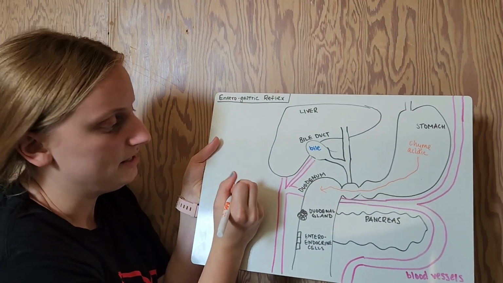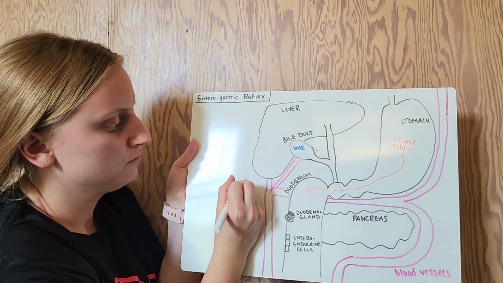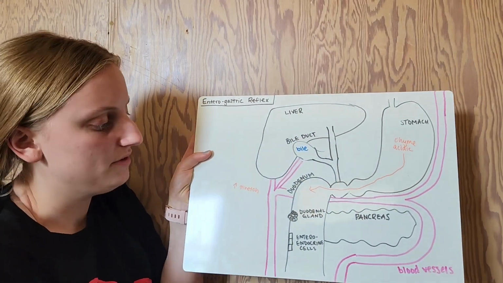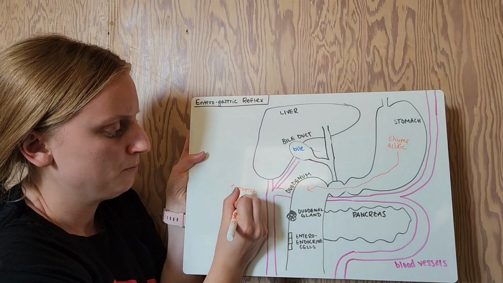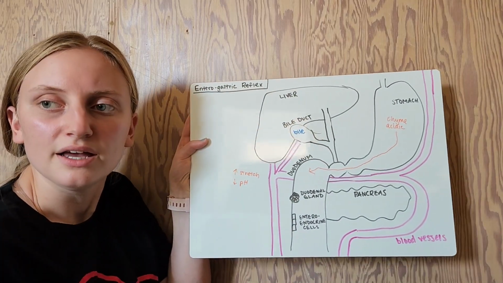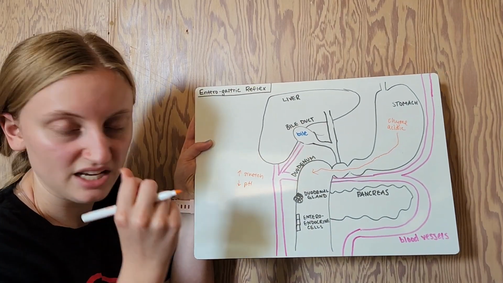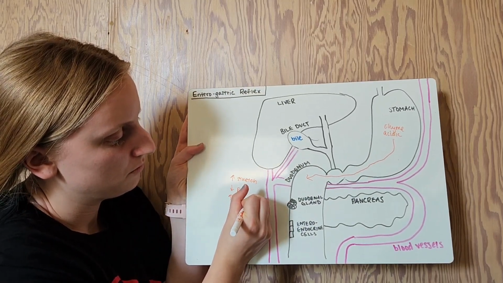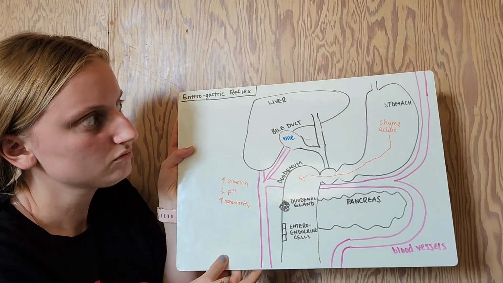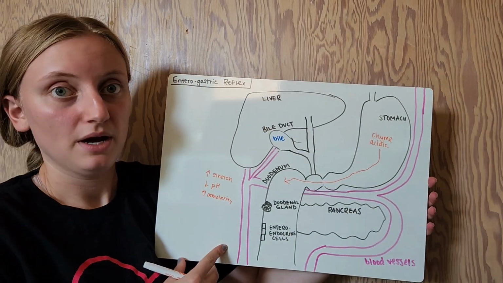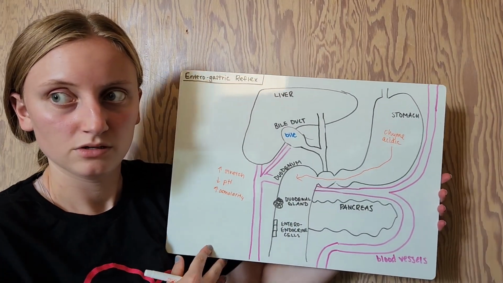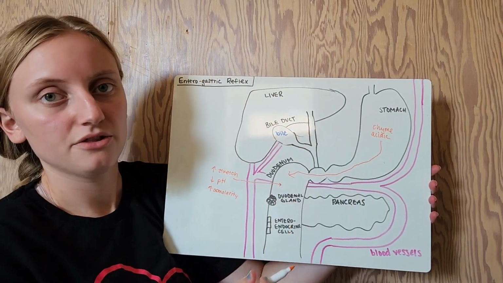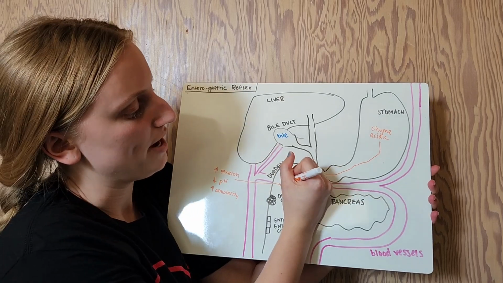We have an increase in stretch, we have a decrease in pH, and we have an increase in osmolarity. So, in response to these things, stretch causes the duodenum smooth muscle to contract.